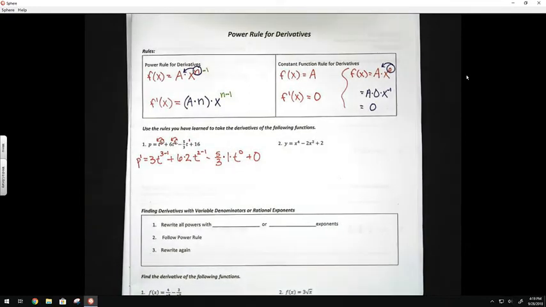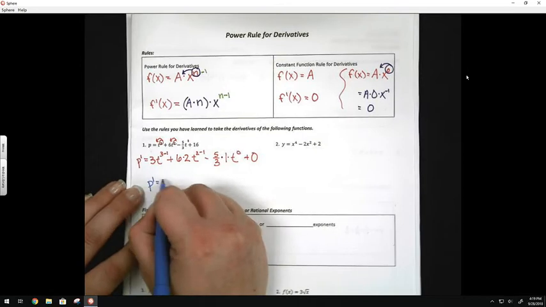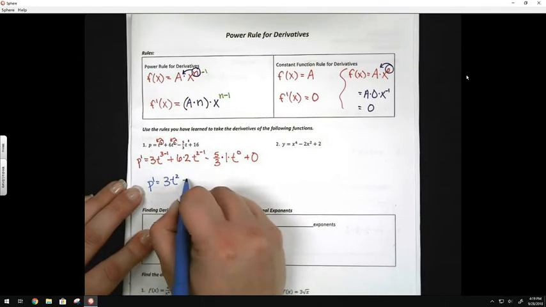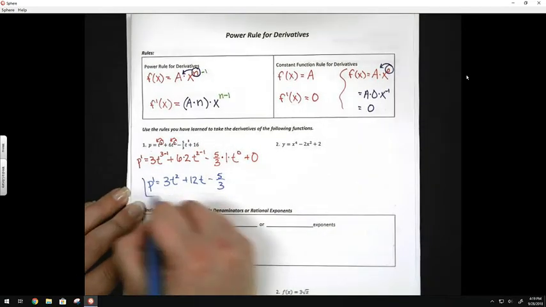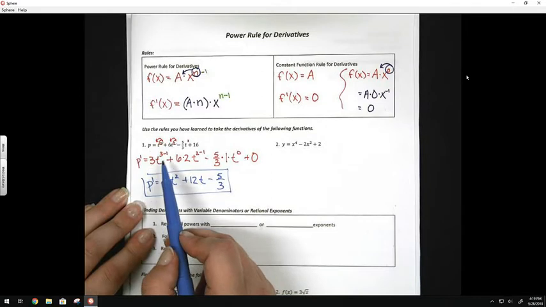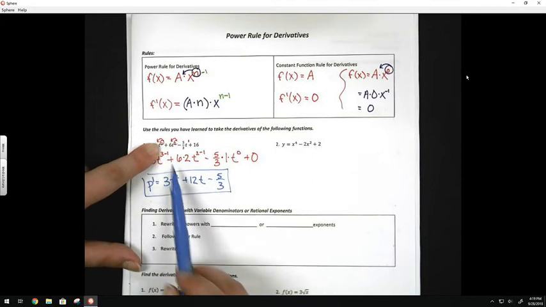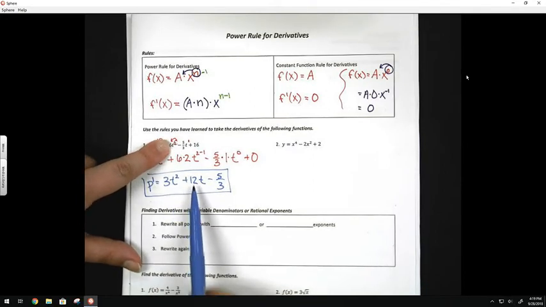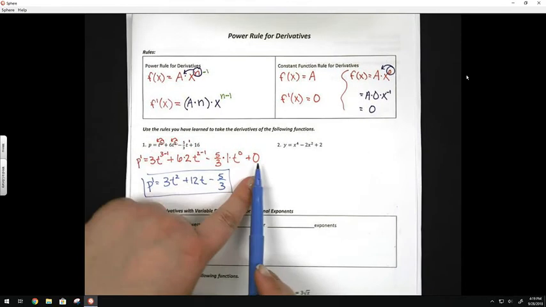Now, I'm purposely showing you all of these steps. I will never again show you all of those steps, okay? You don't need to do this step here. P prime is actually just going to be 3t squared plus 12t minus 5/3. We're dropping the exponent and multiplying it by the coefficient, and then subtracting 1 from the exponent. So we went from t to the third to 3t squared, 6t squared to 12t, negative 5/3 t to just negative 5/3, and then the 16, we know the derivative of that is 0.